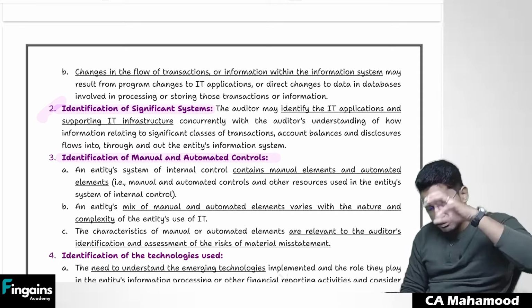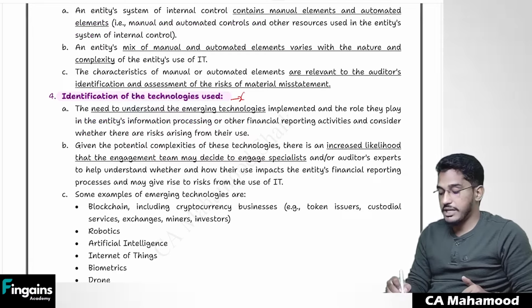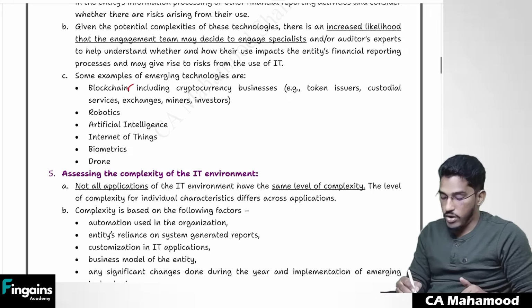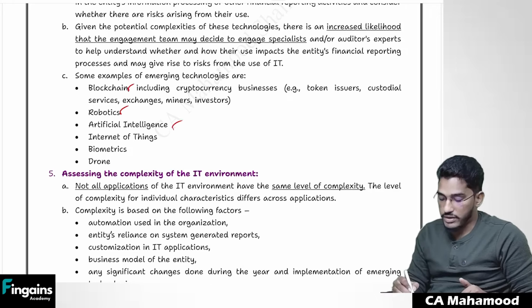Then you have to identify what kind of technologies they are using. Especially you need to understand, are they making use of any emerging technologies? Sir, what are the emerging technologies? Like blockchain, artificial intelligence, robotics, internet of things, biometrics, drones. Whether they are using any of these kinds of emerging technologies, that we need to understand. All these emerging technologies, we are going to talk about them in a short span.